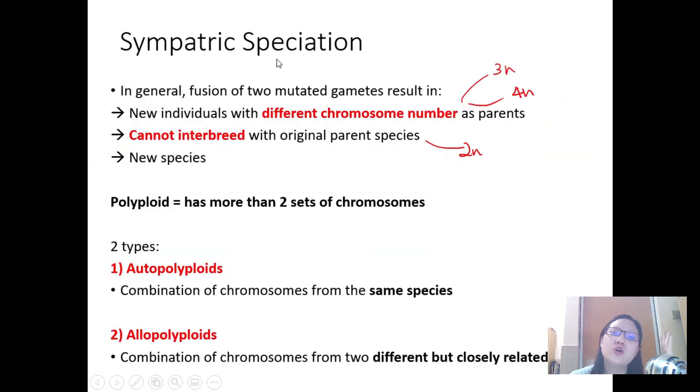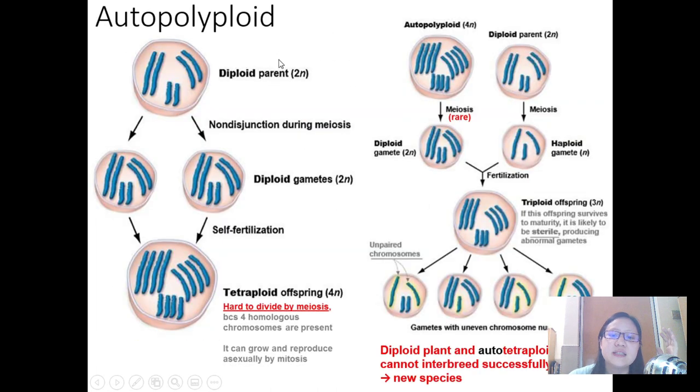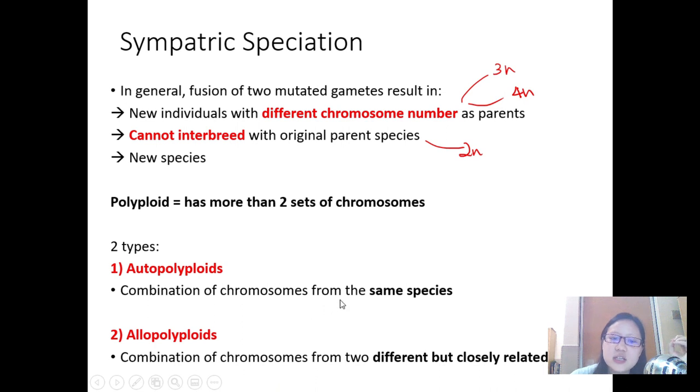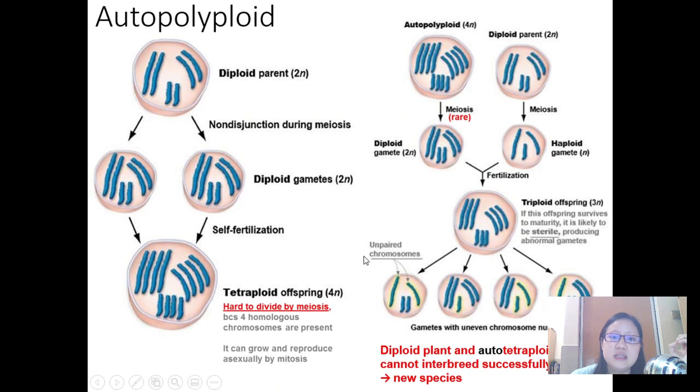So let's talk about autopolyploid first. Again, autopolyploid is the idea that it's a combination of chromosomes from the same species. So the parent is the same. Okay, so diploid parents somehow have non-disjunction during meiosis, resulting in a diploid gamete. And because 2N plus 2N results in 4N, this results in a tetraploid offspring.